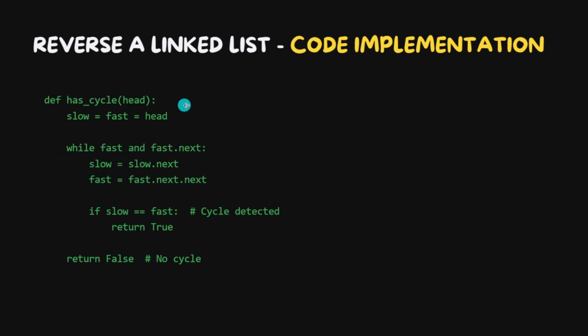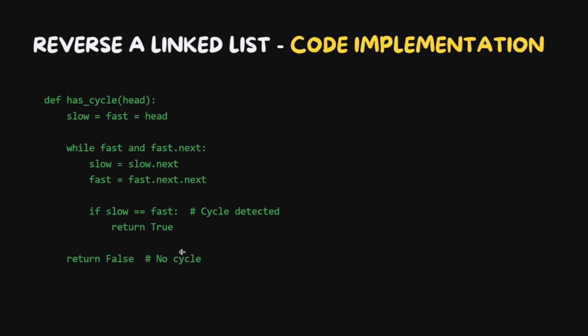We define a function has cycle. We initialize 2 pointers: slow moves 1 step at a time and fast moves 2 steps. Now we use a loop. If fast or fast dot next is none, the loop will stop, meaning no cycle exists. Otherwise, we move slow 1 step and fast 2 steps. If slow and fast meet at the same point, it means there is a cycle and we return true. If the loop ends and the pointers never meet, we return false, meaning no cycle was found.